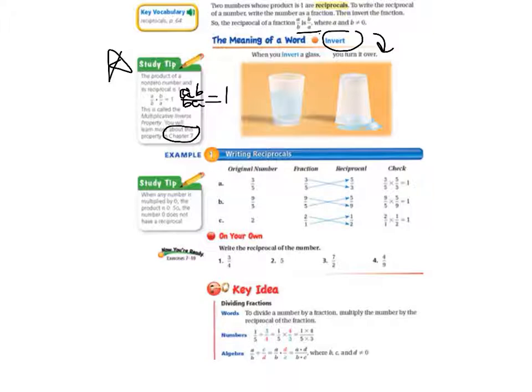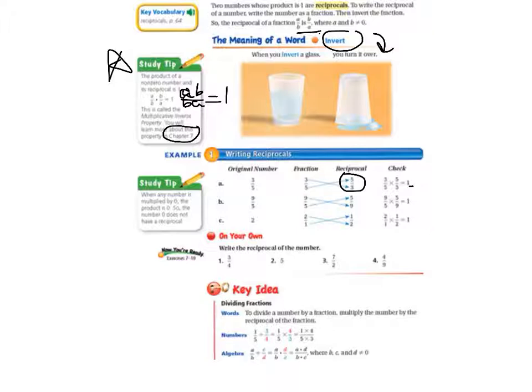Let's look at example 1, writing reciprocals. The original number in letter A is 3/5, so we take 3/5 and we flip it over. We use the reciprocal and we check it. 3/5 times 5/3, that would give us 15 over 15, and we know that that equals 1.